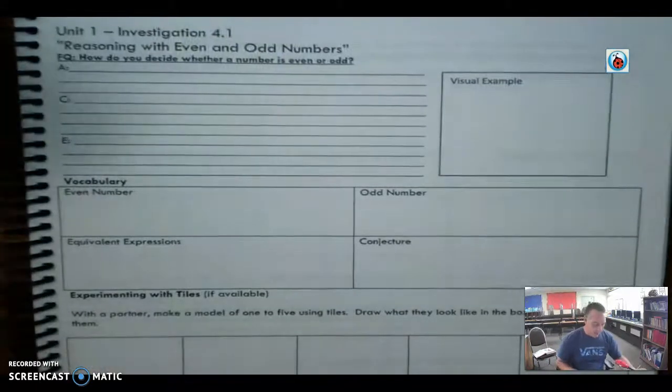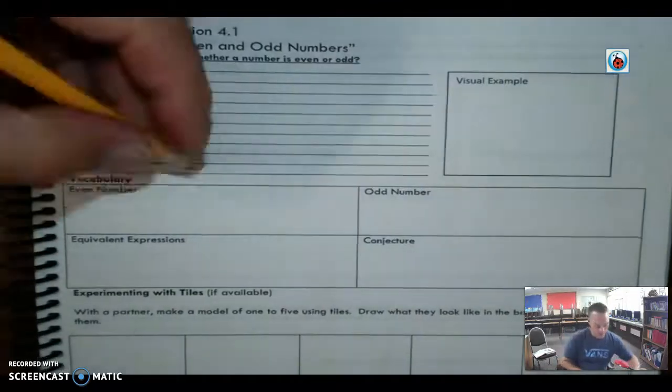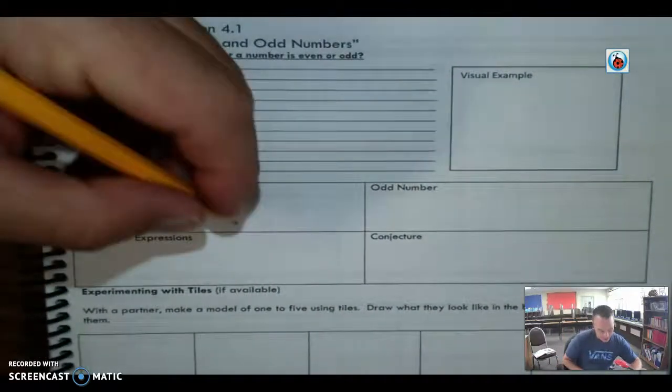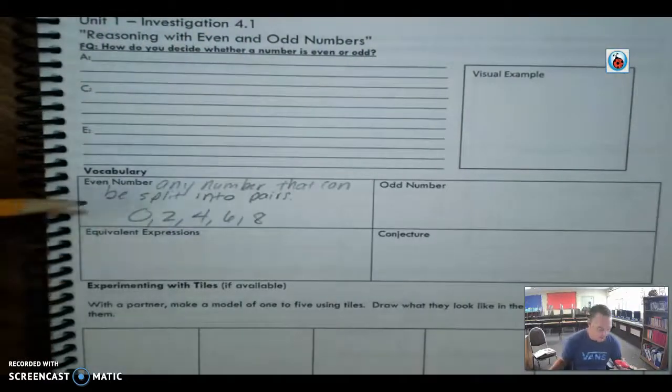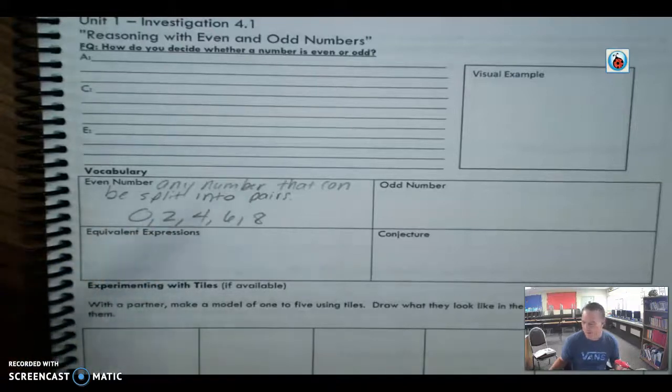So anyhow, an even number, we look at even numbers as any number that can be split into pairs. So the definition: any number that can be split into pairs, and it ends in 0, 2, 4, 6, or 8. So if you look at 8, we can split that into 2 groups of 4. 28, 2 groups of 14, and so forth and so on.